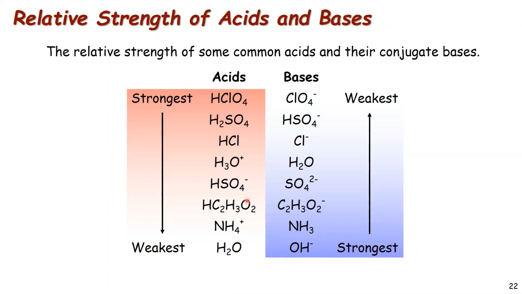And again, the weaker the acid, the stronger the conjugate base is going to be. In fact, we're going to be able to relate the acid strength to the conjugate base strength using equilibrium constants. And that's what we're going to do a lot in this chapter.